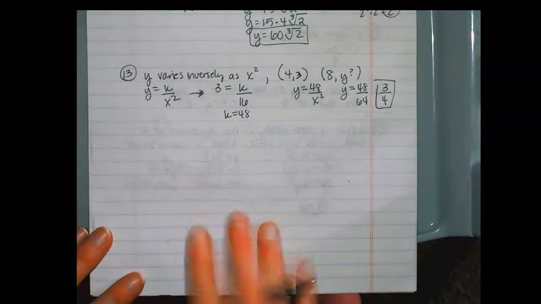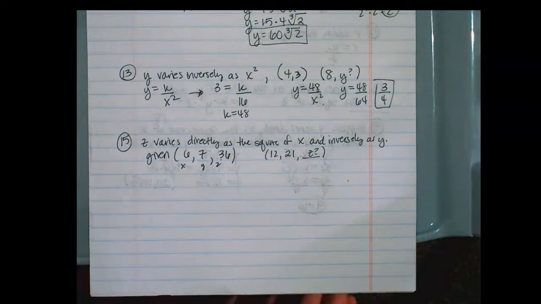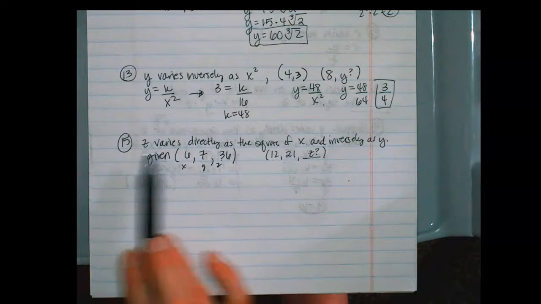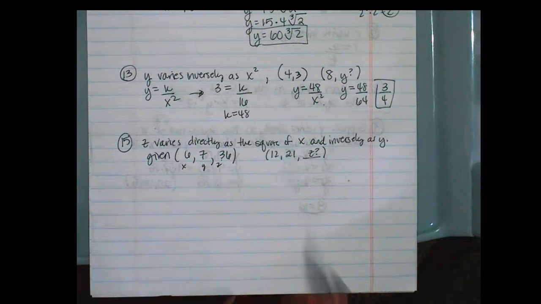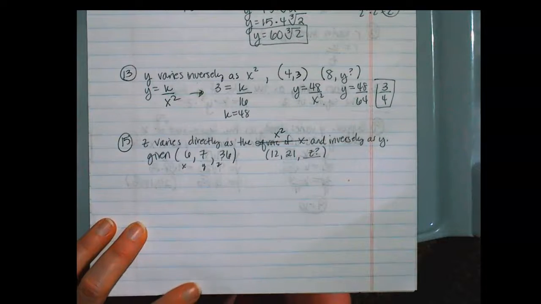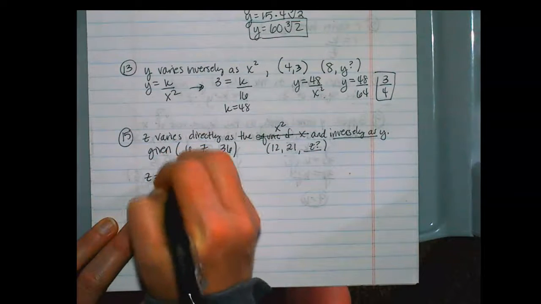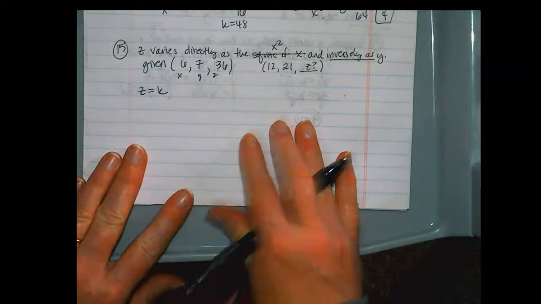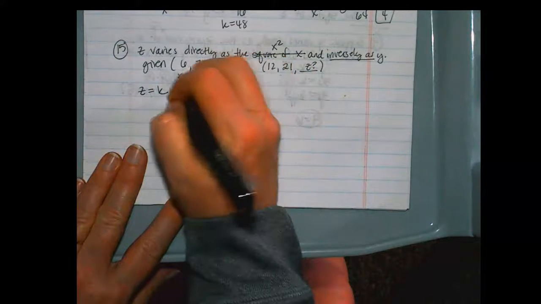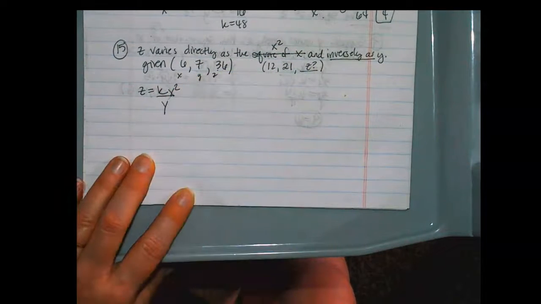We're doing 15. Okay, in order to write 15 shorter, I used points x, y, and z. I'm given this information. Z varies directly as the square of x, or x squared, and inversely as y. So this is going to go in the denominator. So here's my equation. Z equals k, a constant of variation, and directly as this number. So it's going to be k times x squared. Inversely as y means that y goes here in the denominator.